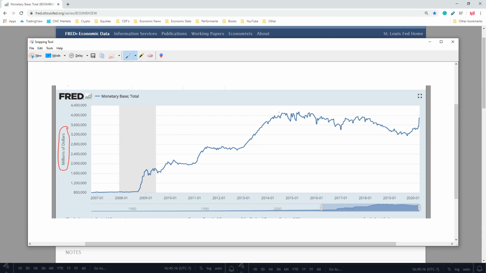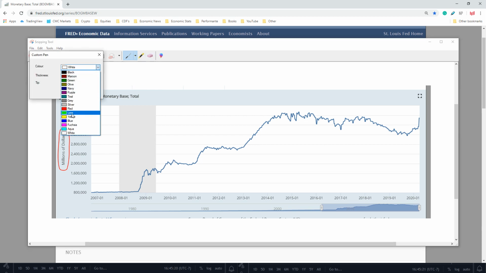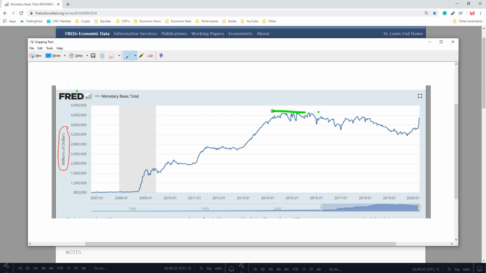So we can see right here, I'm just going to make this a little bit bigger because it's very hard to see. Let's do lime. We see the highs here where there was the most amount of money in circulation in the monetary base. So this is the amount of printed money. And then they tried to get a little less in the balance sheet here, and they tried to normalize the balance sheet, which basically means trying to reduce the amount of money in the circulating supply.